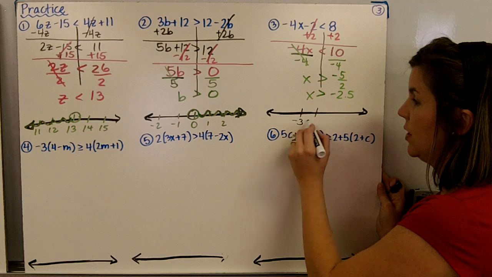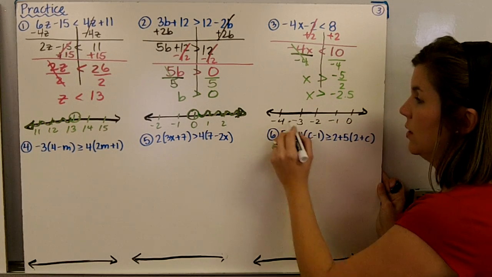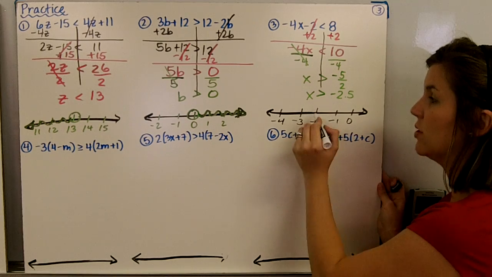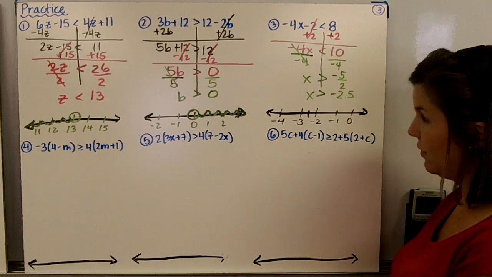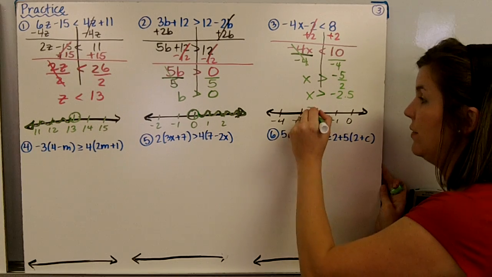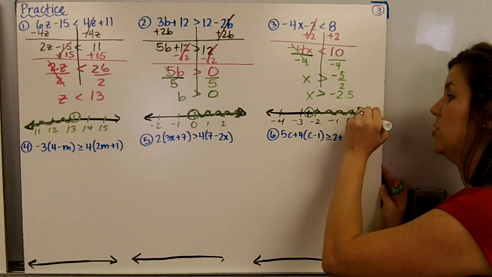So negative 3, negative 2, put a couple more numbers. Negative 2.5, so it's going to be about halfway. And I'm going to have an open circle because I don't have an equal to bar. And everything greater than, so to the right.